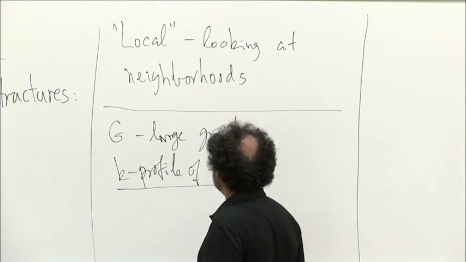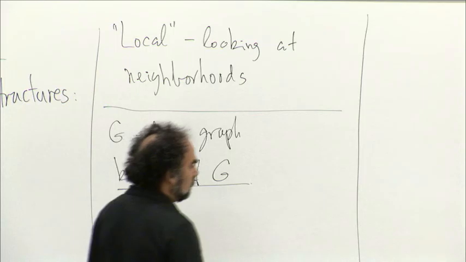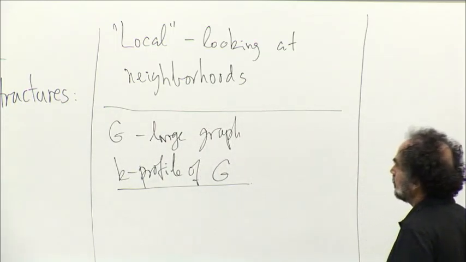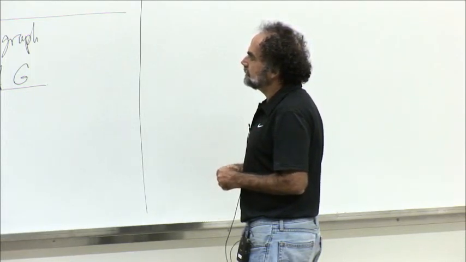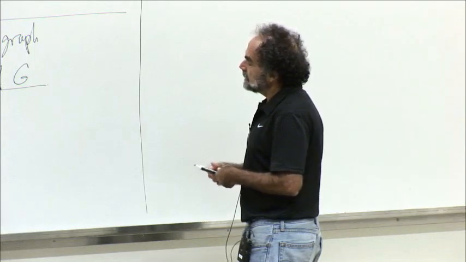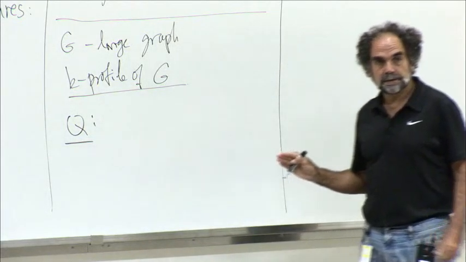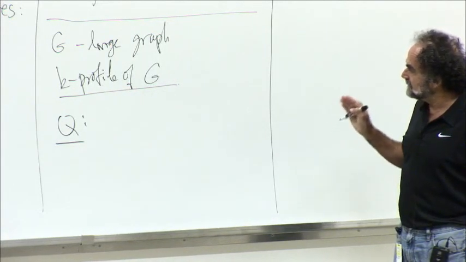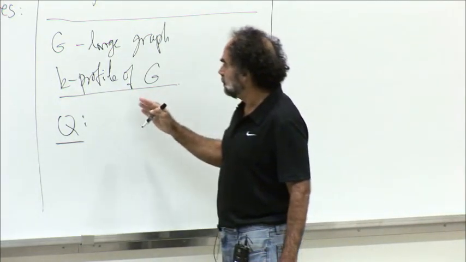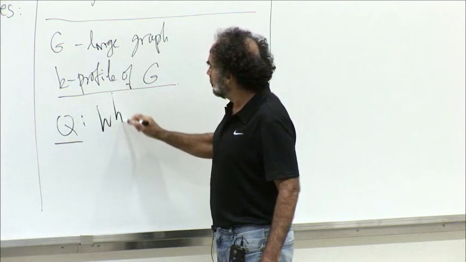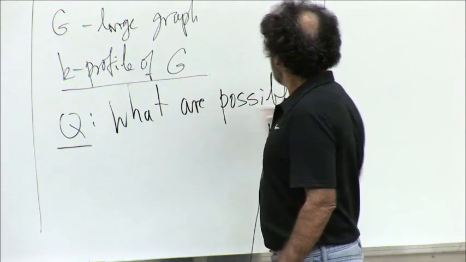And what do we want to look at? There is a whole array, not too many, but there are several possible behaviors or key properties of the profile. So in fact, let me already start with one very concrete and very difficult question about which we still know very, very little. And I will try to tell you a few of the things that we know. So here's what I view as a very basic question. What are possible K profiles?